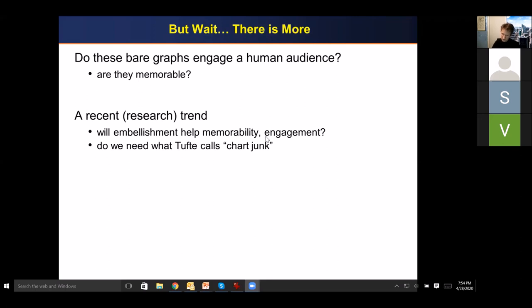Tufte's work is pretty old, but you really should know it because there's a lot to learn from it. So let's go to the more recent state of visualization, where people ask: do bare graphs engage a human audience? Are they memorable? Will embellishment help memorability and engagement? Do we even need what Tufte calls chart junk?